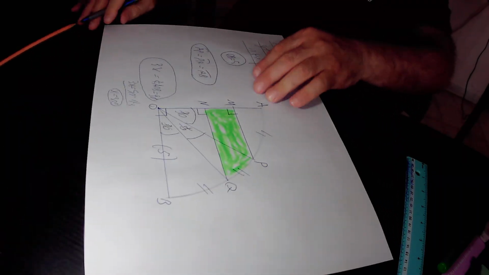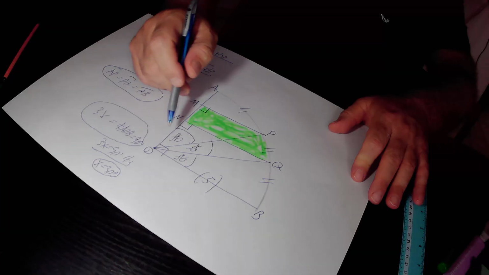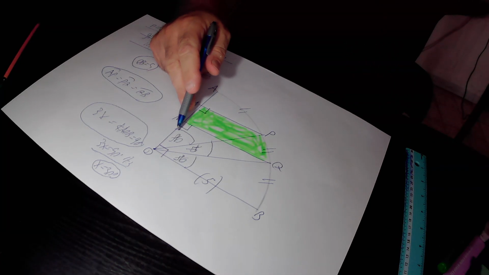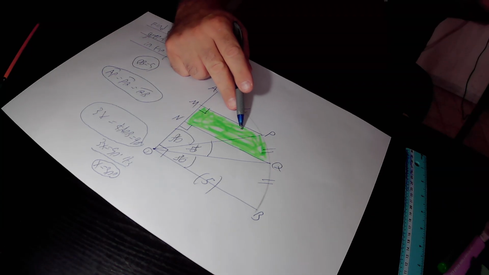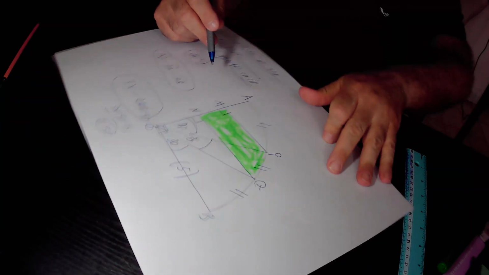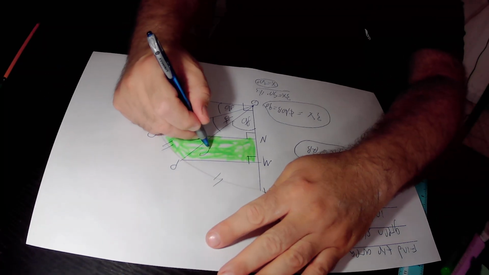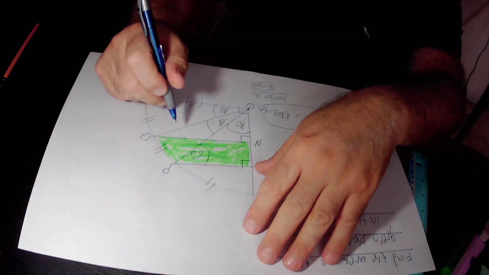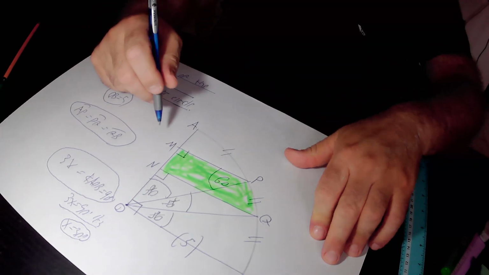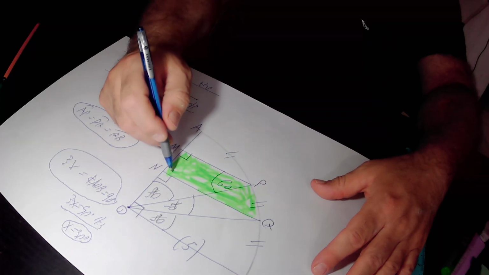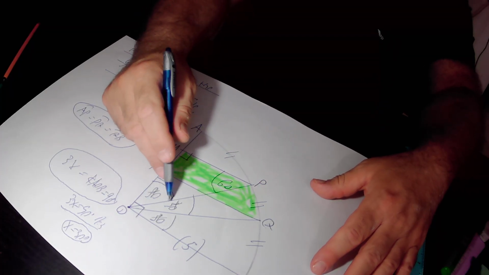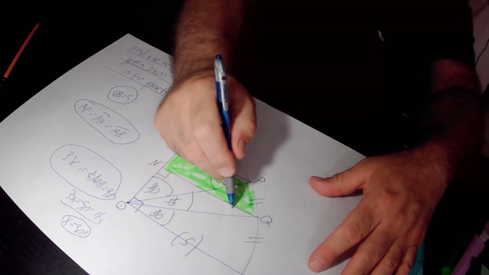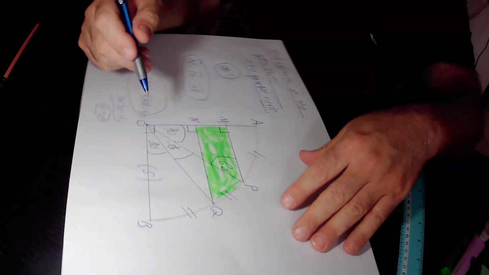So in the right triangle MOP, this angle equals 90 degrees, this angle equals 30 degrees, and therefore this third missing angle must be equal to 60 degrees, according to the rule that the sum of the angles in a triangle is equal to 180 degrees. Likewise, in this right triangle NOQ, this angle equals 90 degrees, this angle equals 30 plus 30 degrees, that is 60 degrees, and therefore this third missing angle must be equal to 30 degrees according to the same rule.